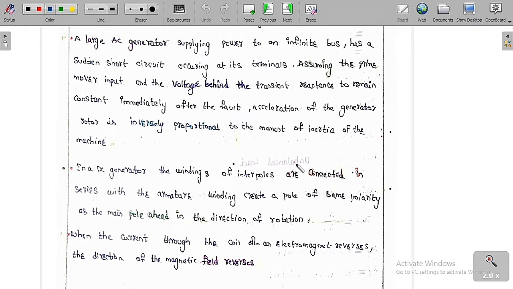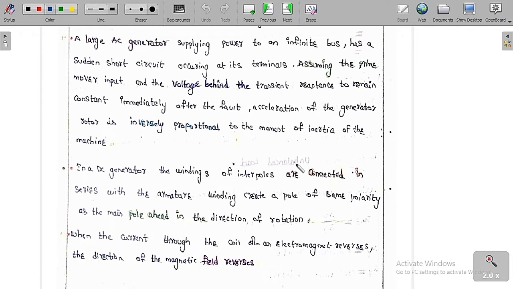Always, the acceleration of the generator rotor is inversely proportional to the moment of inertia of the machine. This is a very important point that you always need to keep in mind. A large AC generator supplying power to an infinite bus has a sudden short circuit at its terminals. Assuming the primary input and the voltage behind the transient reactance remain constant immediately after the fault, acceleration of the generator rotor is inversely proportional to the moment of inertia of the machine.